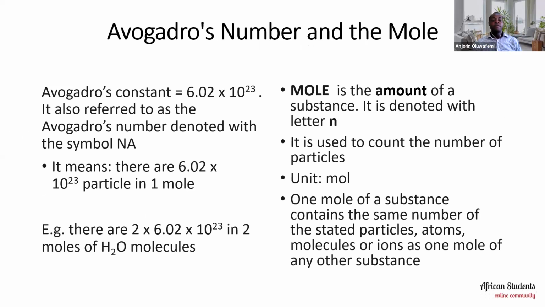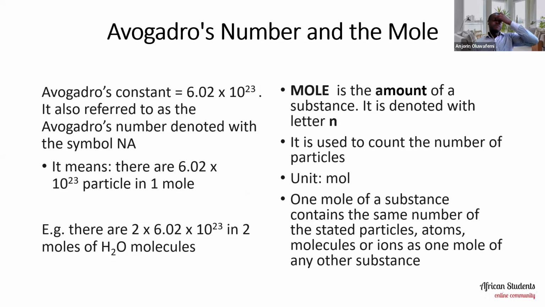Now, the Avogadro's constant is given to us to be 6.02 times 10 raised to the power 23. It is a constant. It is universal. That is the number all over the world. 6.02 times 10 raised to the power 23. It is also referred to as the Avogadro number, denoted with the symbol Na. It means that there are 6.02 times 10 to the power 23 particles in 1 mole.